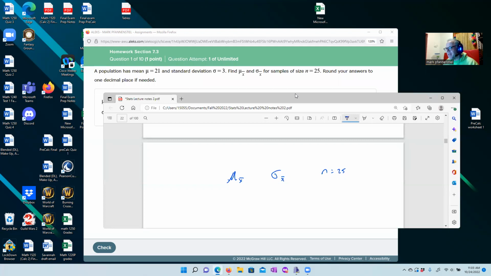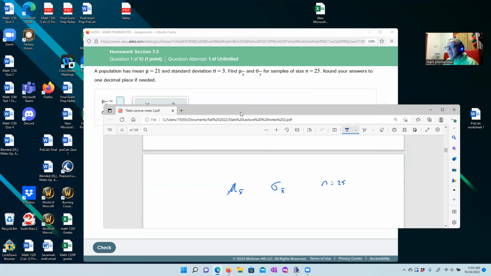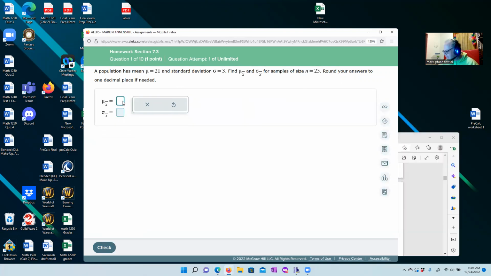Why is that? Because what we have to do is say, well, the average is still the average. We're not changing that. Once we know that mu is equal to 21, we're going to stick with 21, even if we change it to the averages. Oops, I want 21, not 32. 21. And then our standard deviation here is going to be 3, but divided by.